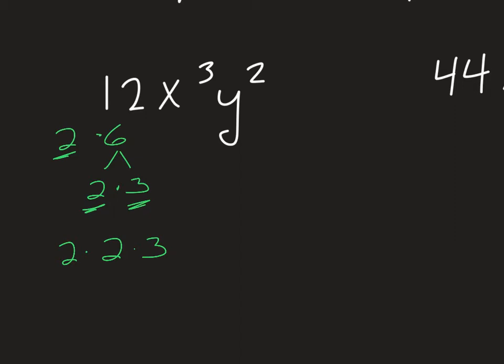Now I'm going to turn my attention to this x to the third power. x to the third is just another way of saying x times itself 3 times, hence the exponent of 3. So the fully factored version of x to the third is just x times x times x. That is going to go with the next part of my fully factored form. And of course, y to the second power is just another way of saying y times itself twice. So if I pull that apart, it would be y times y. So I've got the fully factored version of 12x^3y^2.